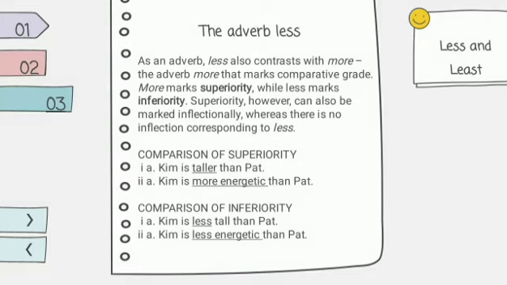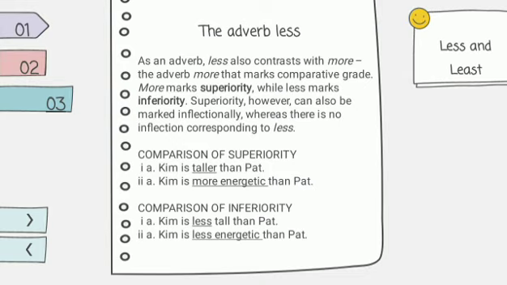The adverb less. As an adverb, less also contrasts with more. The adverb more marks comparative grade. More marks superiority. It means a higher degree on the relevant scale, while less marks inferiority. It means a lower degree. Superiority, however, can also be marked inflectionally, whereas there is no inflection corresponding to less. So we have this pattern.